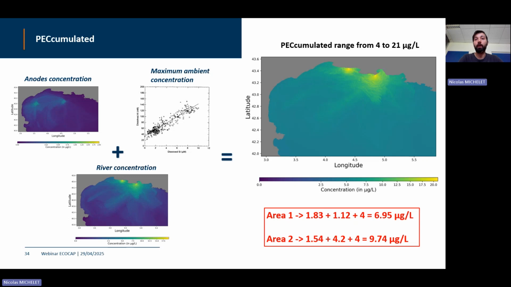So for example, for area 1, we have the anode influence, 1.8 microgram per liter, the river influence, the Rhône, 1 microgram per liter, and the 4 microgram per liter coming from the ambient concentration, which brings us to almost 7 microgram per liter for our PEC cumulated over the area 1. Over area 2, we can see the influence of the anode is minimal against the others, and we almost reached 10 microgram per liter when we cumulate everything.